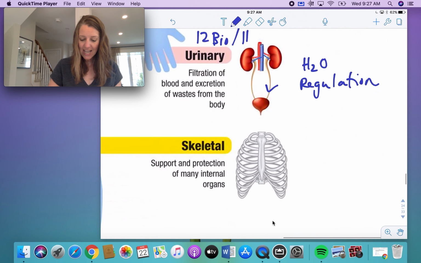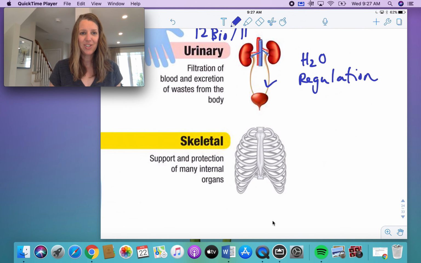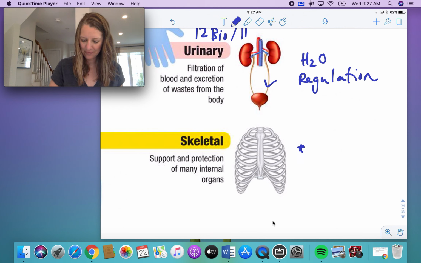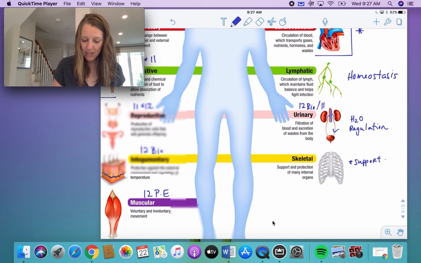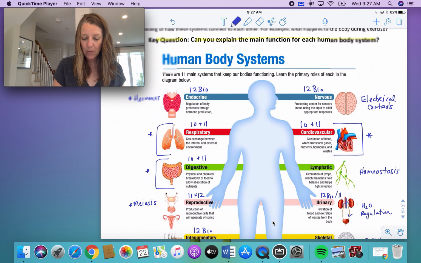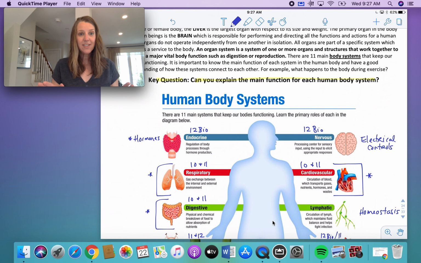All right, and the last system in the human body is the skeletal system. What word would you use to describe the skeletal system? Yep, support. Okay, so that's an overview of all of the body systems. And so for this module, I want you to just have a sense of what the systems are. Could you explain the main function? And they're listed right on that table down below.